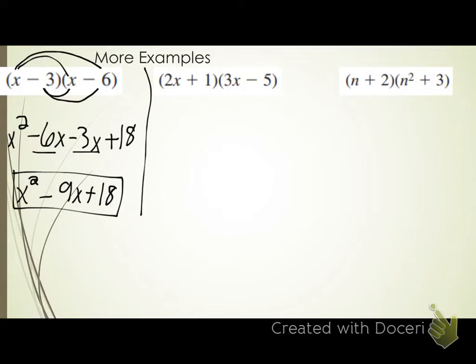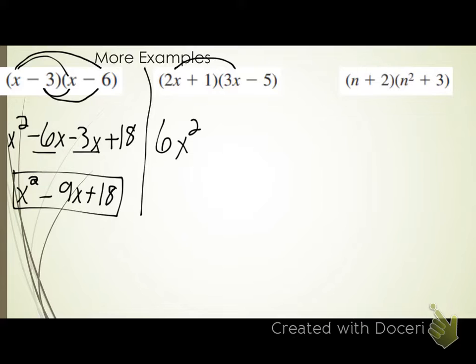Okay. Next one. What are my first terms in this case? 2x plus 1 times 3x minus 5. 2x and 3x. So 2x times 3x gives me 6x squared. Very good. Once again, you got to multiply those coefficients. 2 times 3 gives me 6. And each x has an exponent of 1, so 1 plus 1 gives me 2. So that's how I get 6x squared.